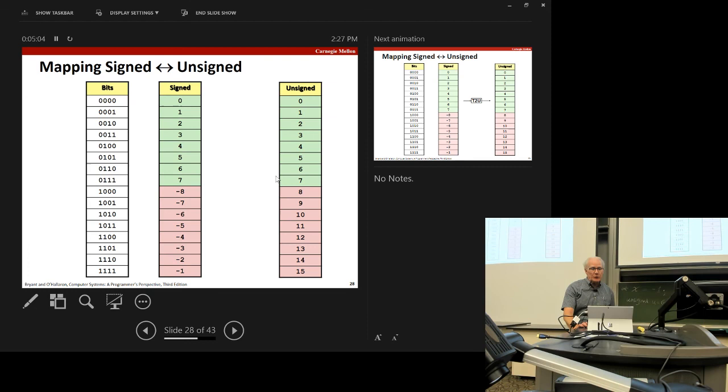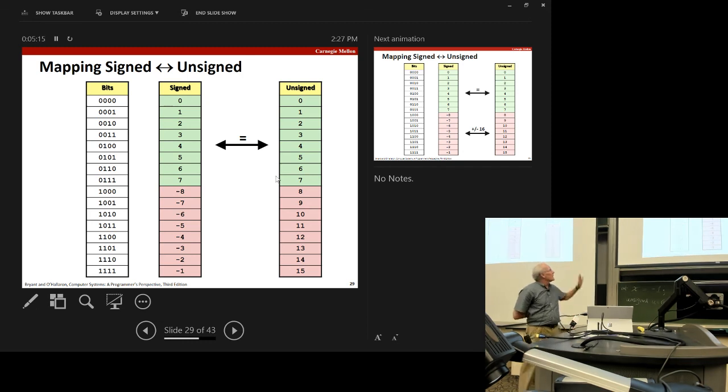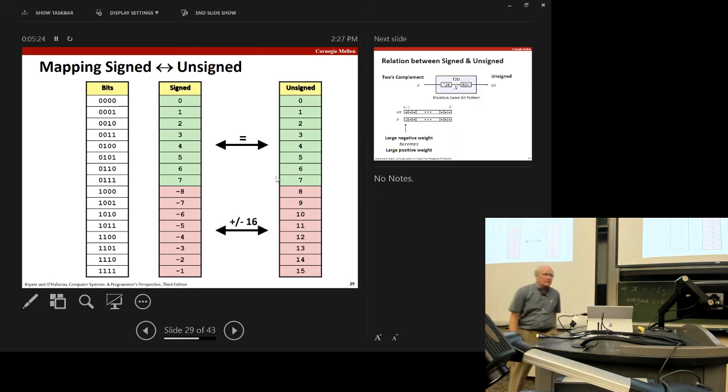So if we look at our little table, going left to right, or right to left, if they're both in the range where the high order bit is 0, then the numeric values are the same. But if we're going in the range where the high order bit is a 1, then we're either increasing or decreasing the number by 16, or 2 to the W in this case.